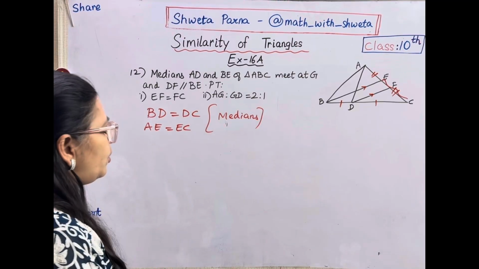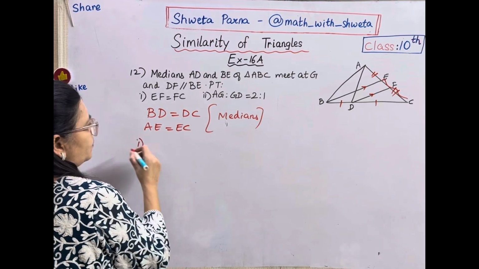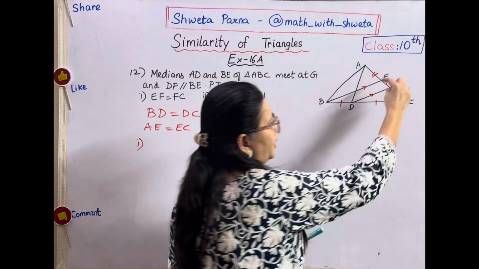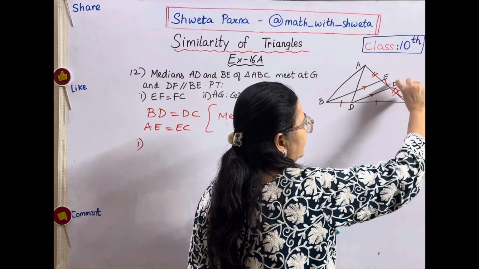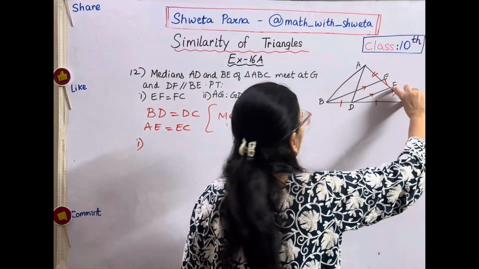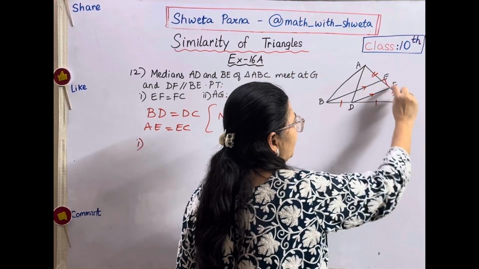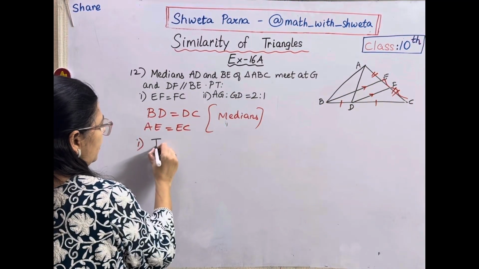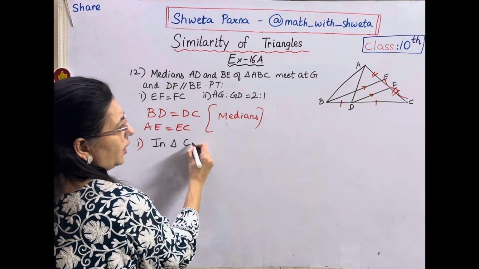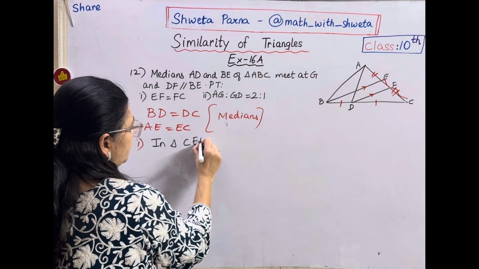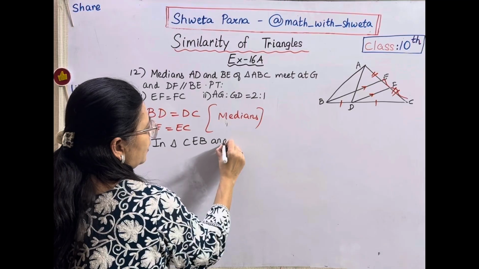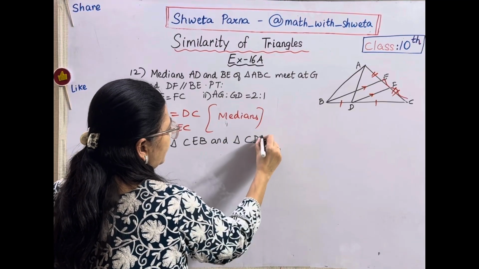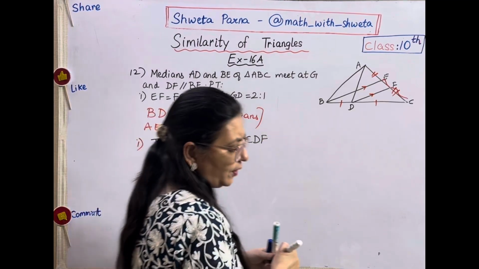Come on, now what you have to prove? EF is equal to FC. First part. Where is EF? EF is this. FC is this. So these two you have to find equal, right? That means you will have to take triangle CEB and triangle CDF. See here what I have taken.